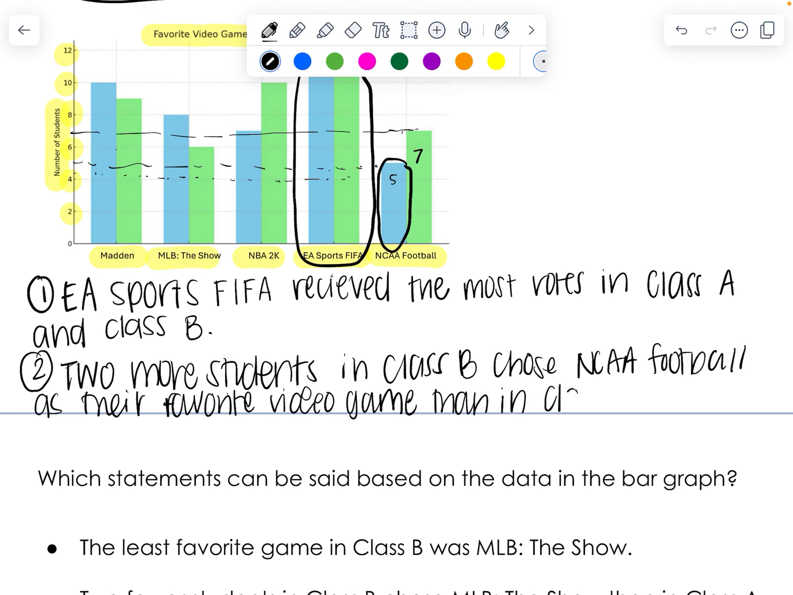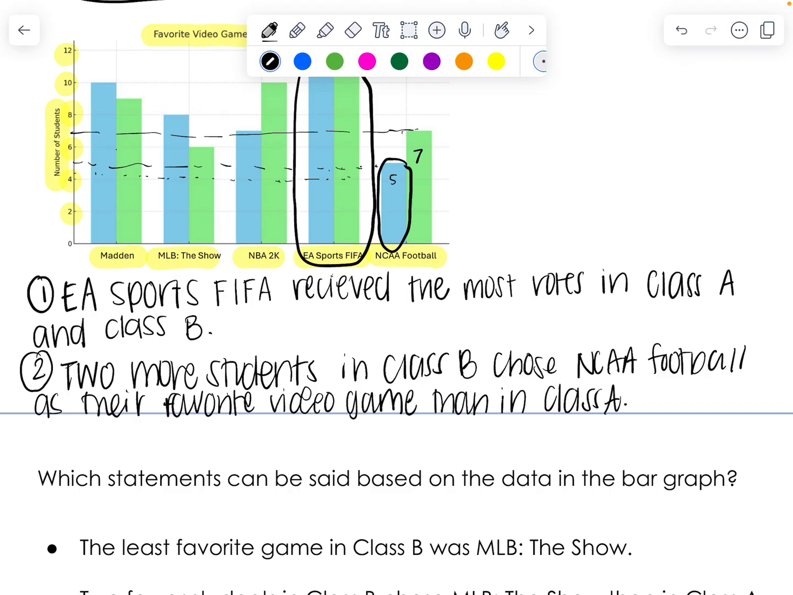So we can interpret the data in the bar graph and use it to write statements about the data presented in the graphical display. I always want to take the time to read the graph to make sure I know what it is about before I write statements about the bar graph.